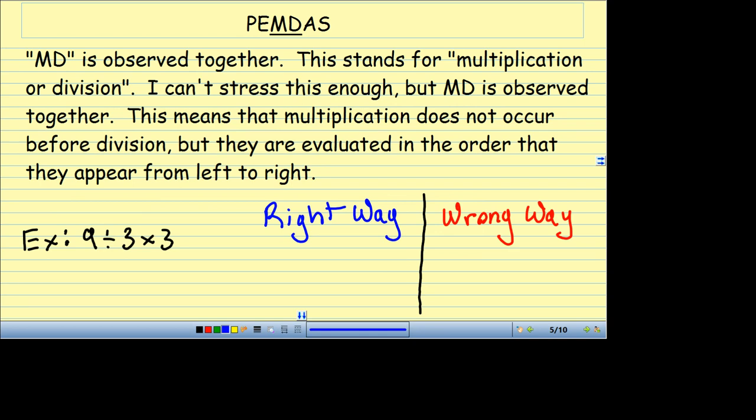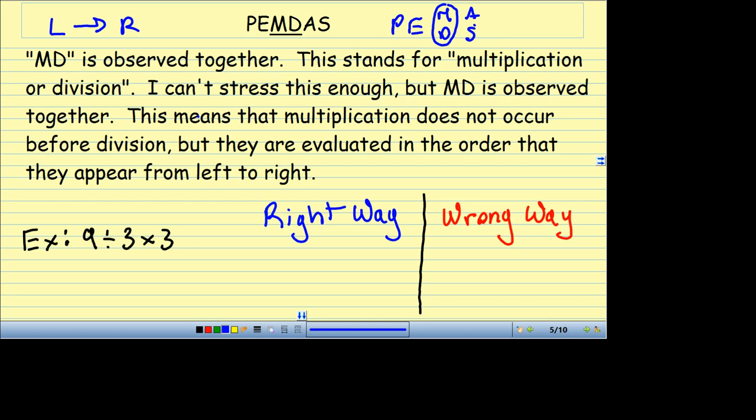Now, the next, remember I told you multiplication and division are together. When I wrote PEMDAS, I wrote it like this. Multiplication and division are together. And what that means is multiplication doesn't come before division. What you do is you look at everything from the left side to the right side, and the first one you see, multiplication or division, that's what you do.